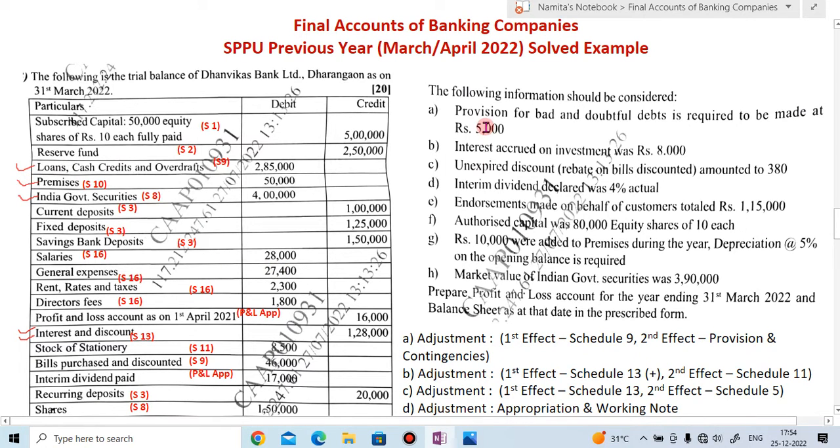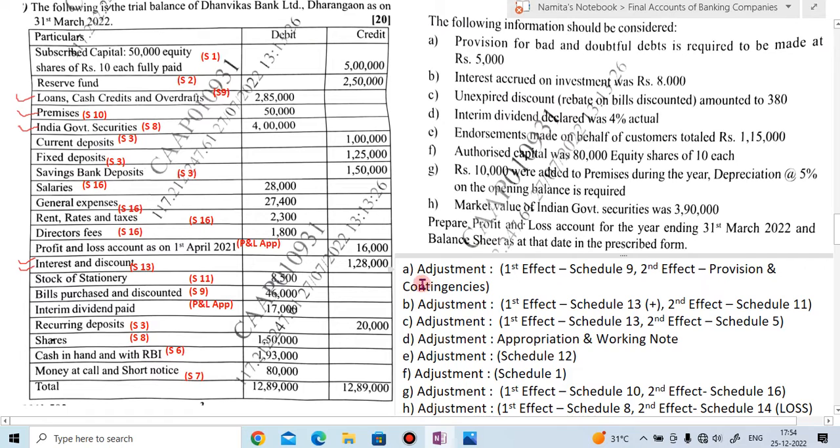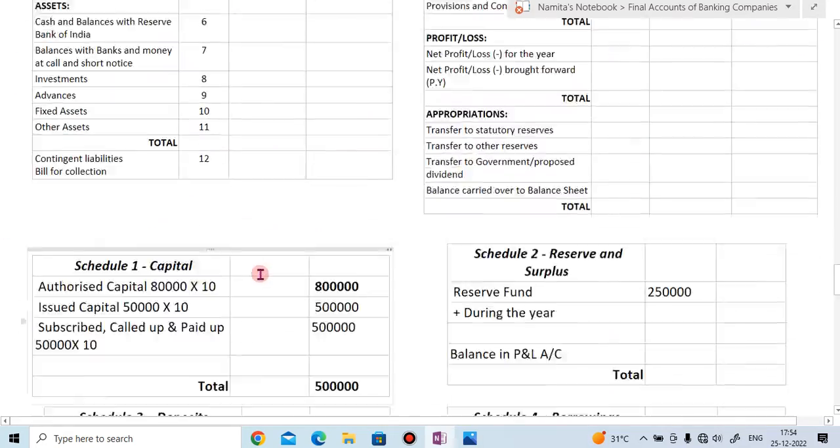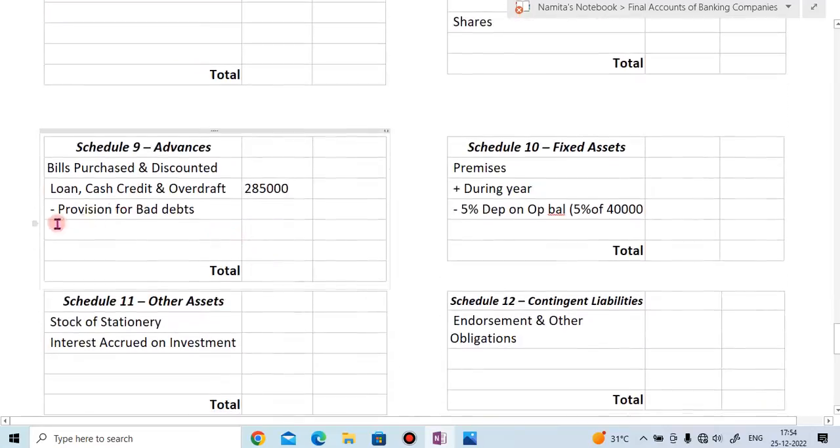What is the adjustment? Provision for bad and doubtful debt is required to be made at rupees 5,000. So see, adjustment number A. First effect in schedule number 9, second effect in provision and contingencies. Right here in advances, less provision for bad and doubtful debts. How much is the bad and doubtful debt? 5,000 is the value. Now 2,85,000 minus 5,000, write the final amount in the outer column, 2,80,000.